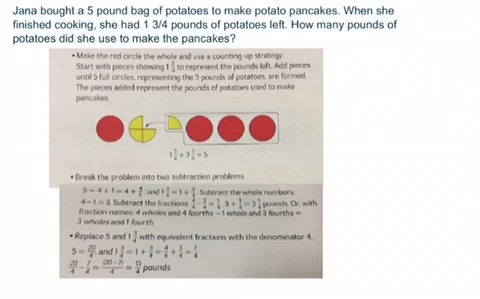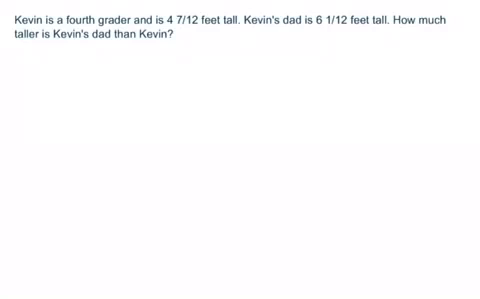So see which of those make the most sense to you, and I think you're going to get to try it on maybe one more problem. Let's see. Here you go. Kevin is a 4th grader and is 4 7/12 feet tall. Kevin's dad is 6 1/12 feet tall. How much taller is Kevin's dad than Kevin?